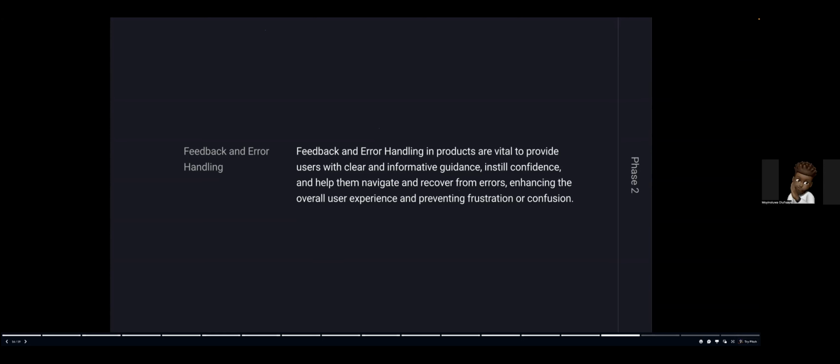And some products, whenever you're trying to create a password for a particular process or something, they tell you either your password is weak, or your password is strong, or they tell you to mix some combination of words to make your password strong and all stuff like that. So that's something about error handling.